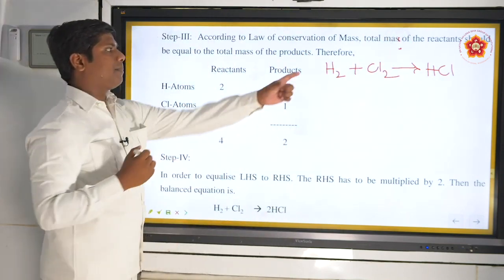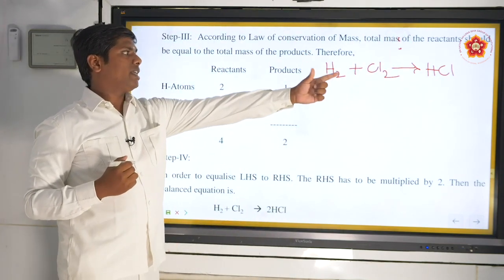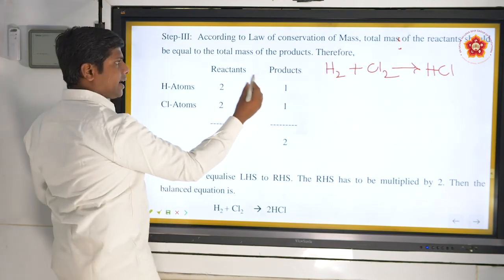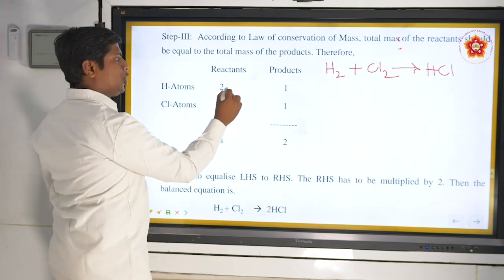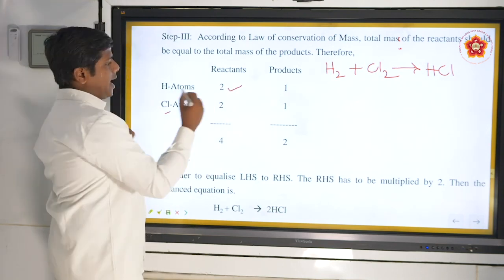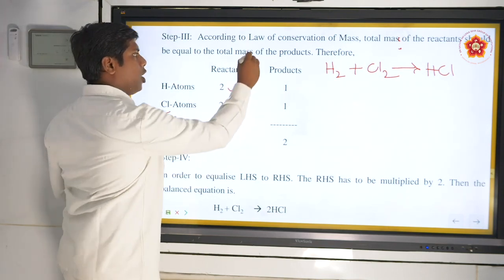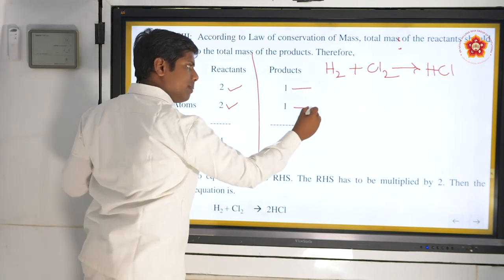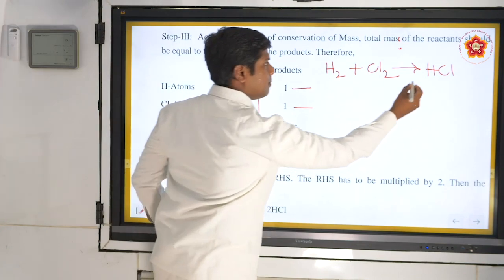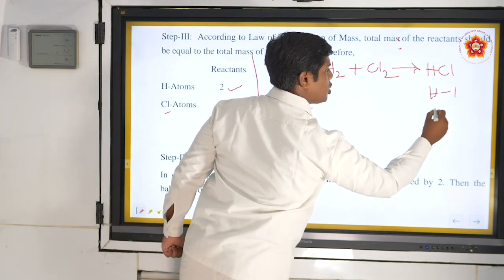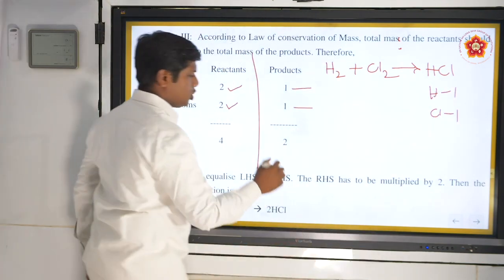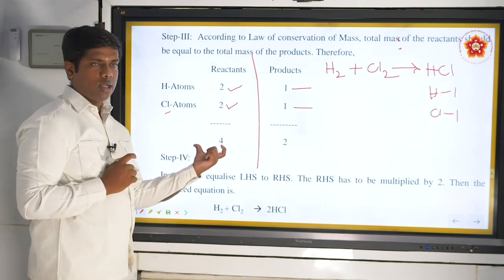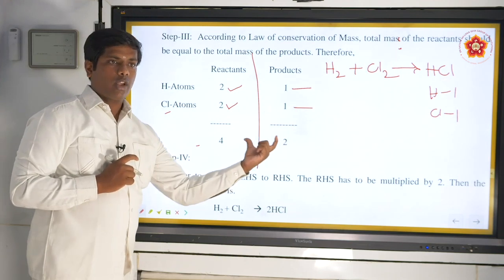This is the second step equation. Hydrogen molecules plus chlorine molecules create hydrogen chloride. Here in the reactants, hydrogen has 2 atoms, chlorine has 2 atoms. On the product side it has 1 molecule, HCl. H is 1 atom, chlorine is 1 atom, total 2. Here in reactants we have 4, in products we have 2.